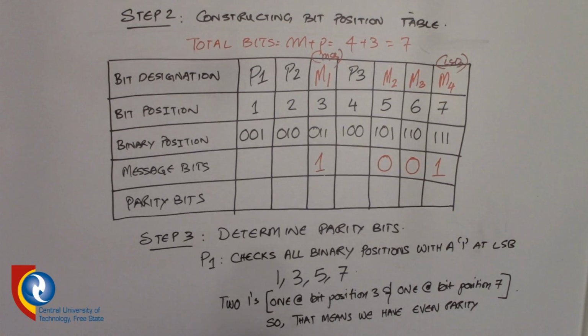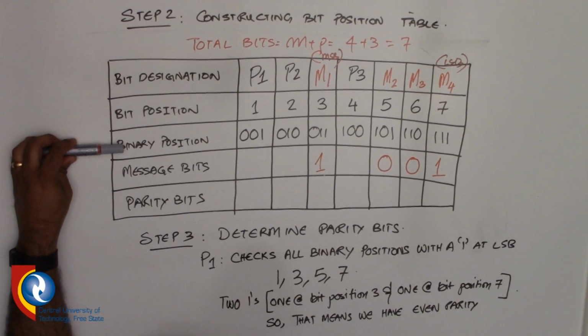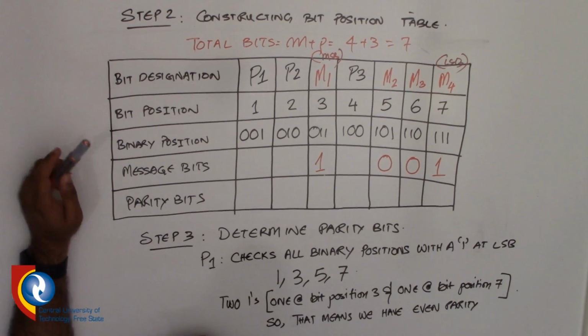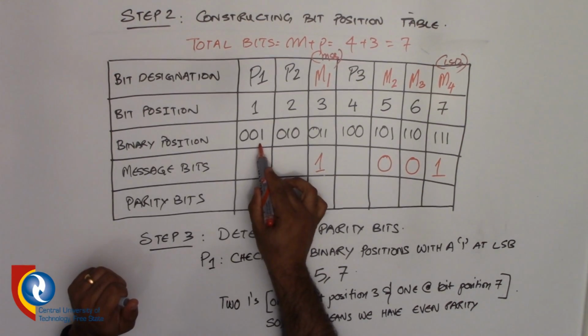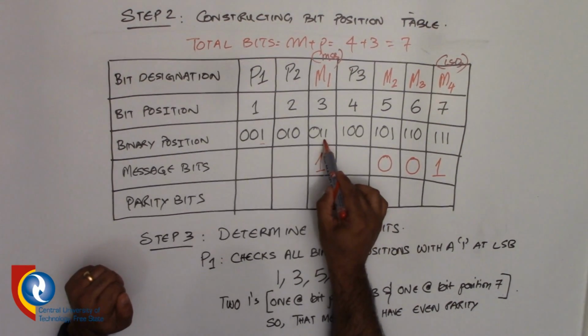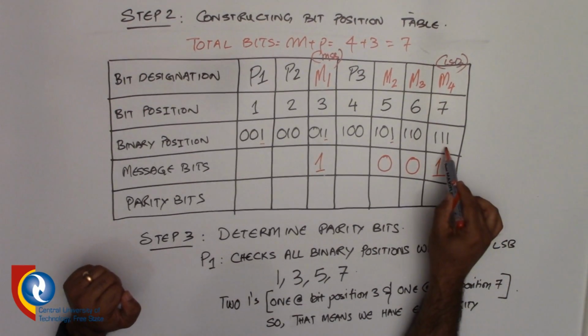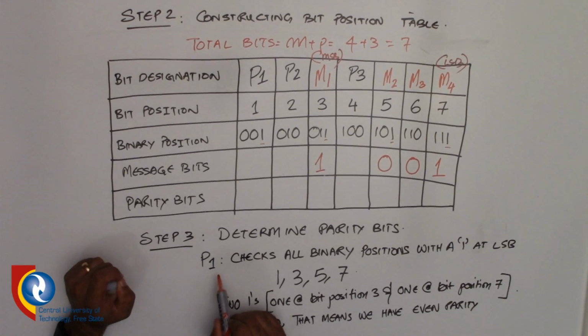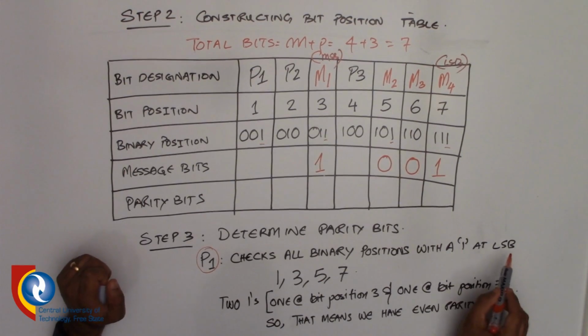So let's start by completing P1. P1 checks all the binary positions with a 1 at the LSB. So let's look at the binary positions, that's here, and let's look at all the binary positions that have a 1 at the LSB. That will be bit position 1, bit position 3, bit position 5, and bit position 7.